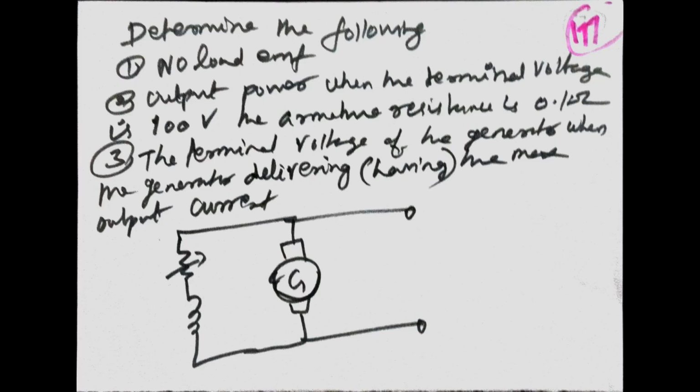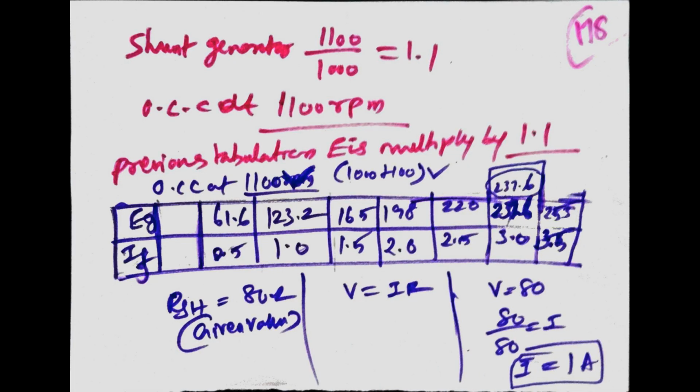Shunt generator: 1100 divided by 1000 is equal to 1.1. That factor is multiplied into the 1000 RPM values and we obtain the new OCC values for 1100 RPM. The previous tabulation of E is multiplied by 1.1 to obtain the OCC for 1100 RPM. For example, 56 into 1.1, 112 into 1.1, 150 into 1.1, 180 into 1.1. Similarly, we obtain these values.